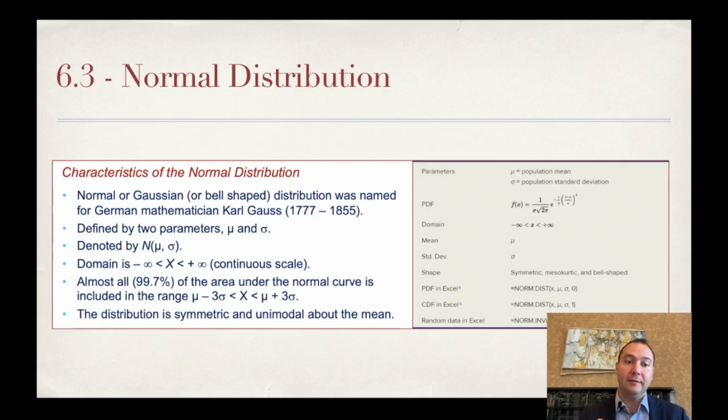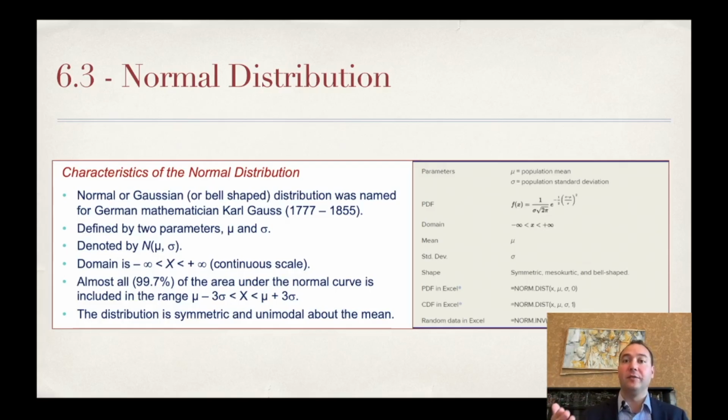The domain, in other words, the range of values that x can have on a continuous scale, is between negative infinity and positive infinity. In other words, our continuous variable x can have any value, infinitely positive or infinitely negative. However, almost all, about 99.7%, of the area under the curve is within the range of 3 standard deviations above and below the mean.